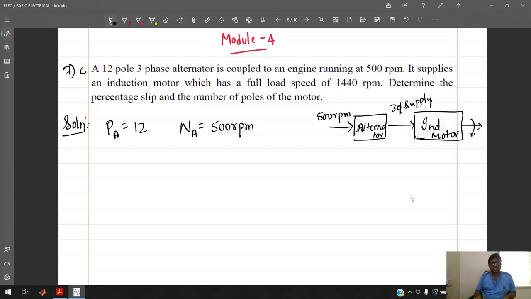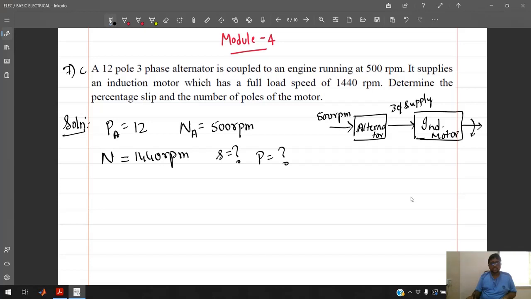Okay, so now this is supplying an induction motor which has a full load speed of 1440 rpm. If I am calculating, the speed of the induction motor is N, which is running at 1440 rpm. Determine the percentage slip, and the number of poles of the induction motor you need to calculate. Now with this given data, what can you tell?